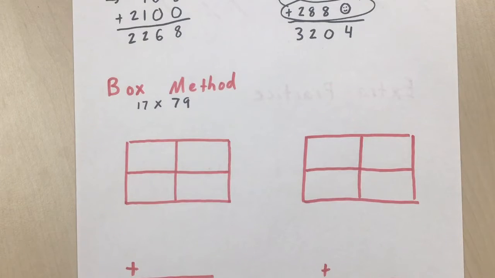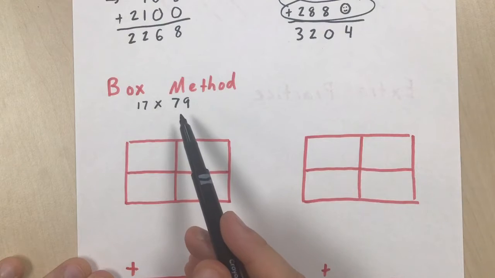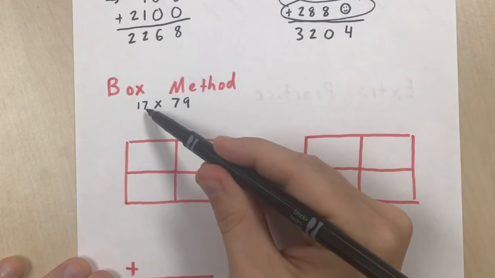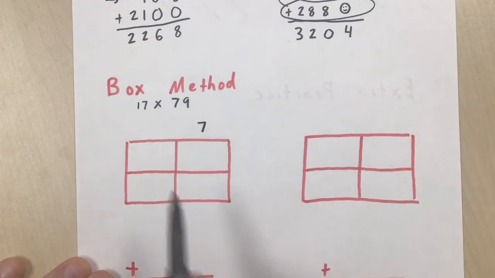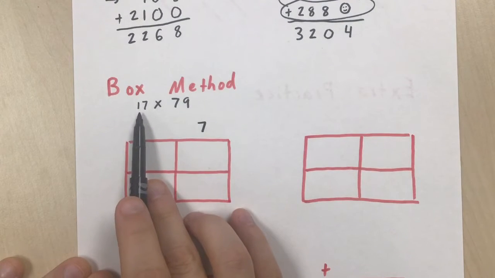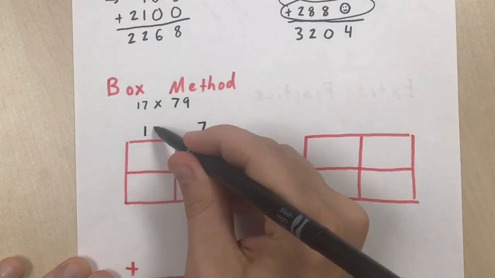The box method. First, we have to have the question that we are looking at, and we have to break it into its individual parts. This 7 is worth 7. Amazing. This 1 in the number 17 is not worth 1 because it's in the tens. That makes it worth 10.